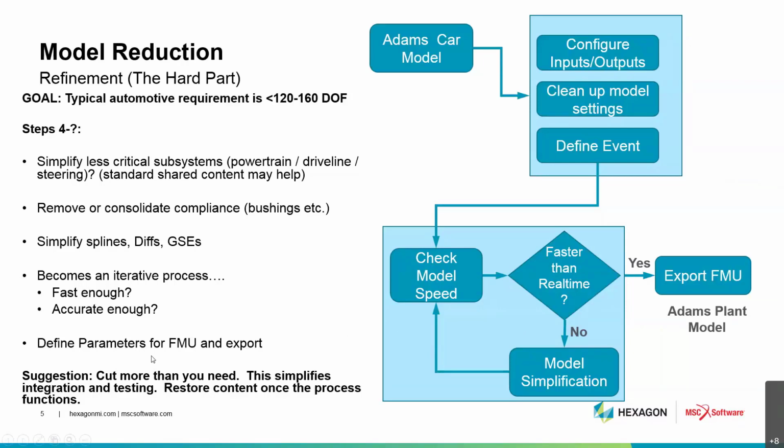At the end of the day, once you've got something that's fast enough, we've got the ability to make that FMU parametric. So you need to pick which parameters you might want to expose for your real-time application, expose those within the interface, and export an FMU to use on the concurrent side.